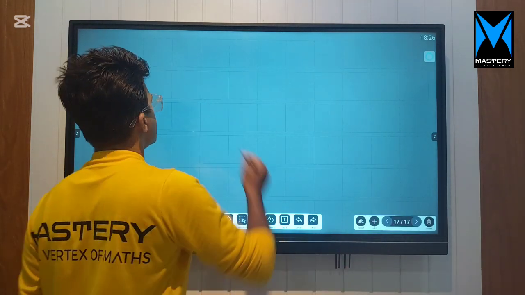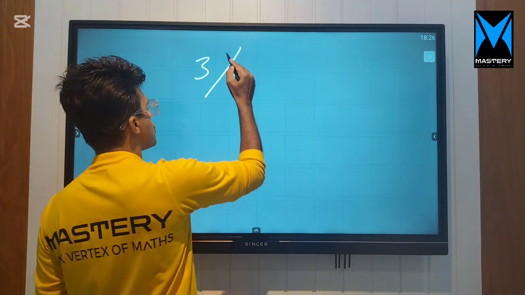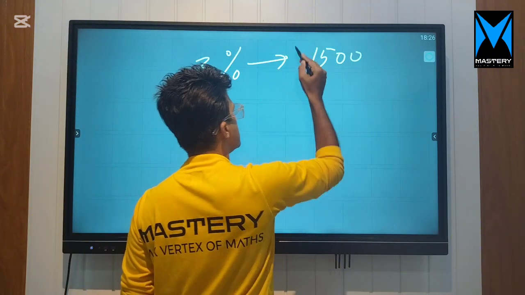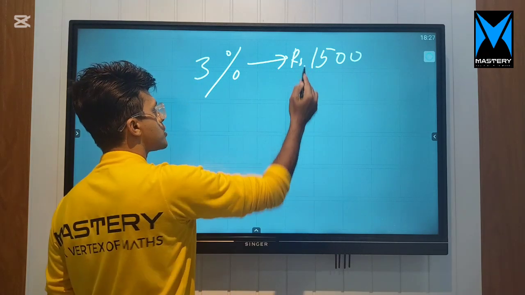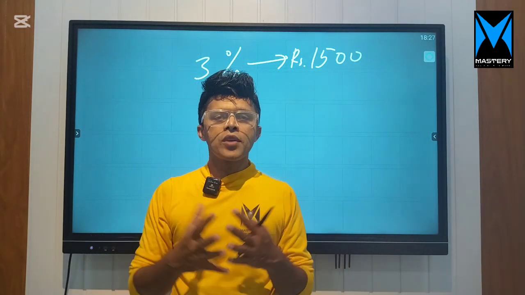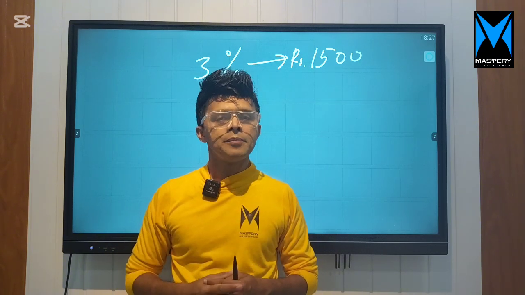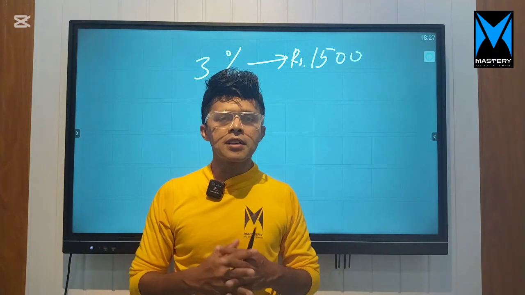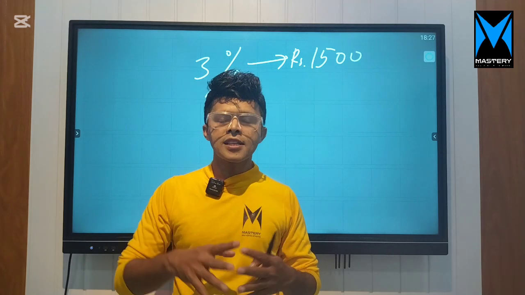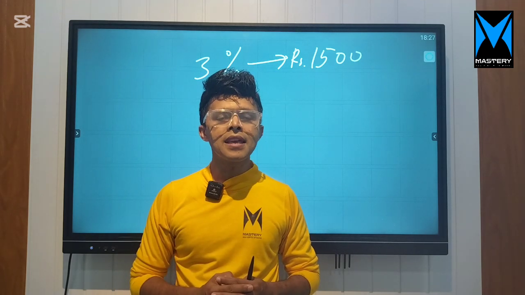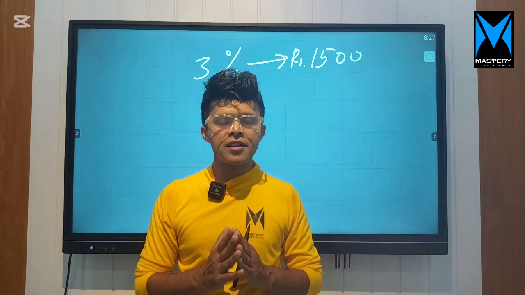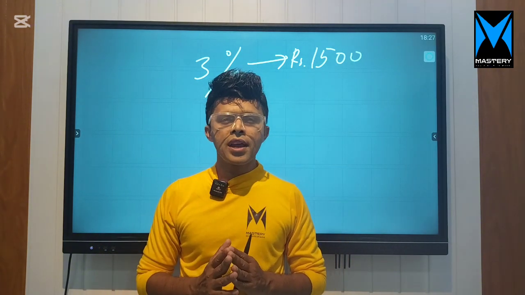Just think of this one. 3% of a certain amount of money is 1500 rupees. 3% means 1500 rupees. You need to get the full amount, right? One of your friends says I got a certain amount of money, and 3% of that amount means 1500 rupees. Is it possible to get the full amount?